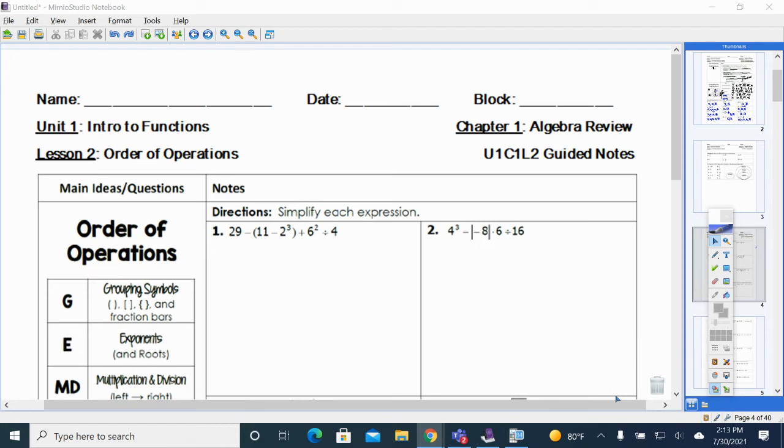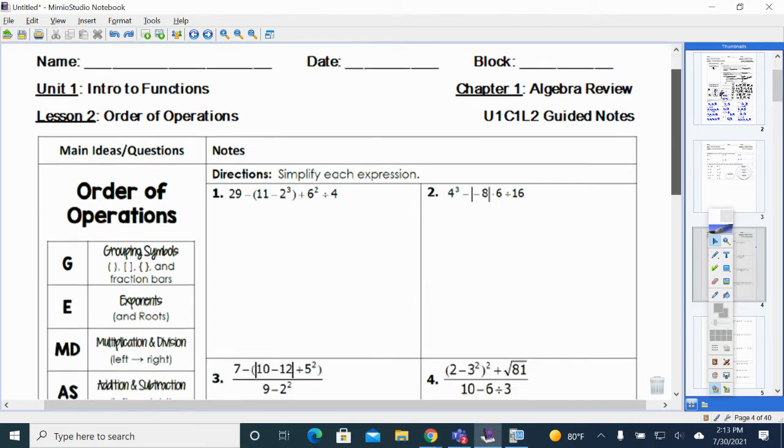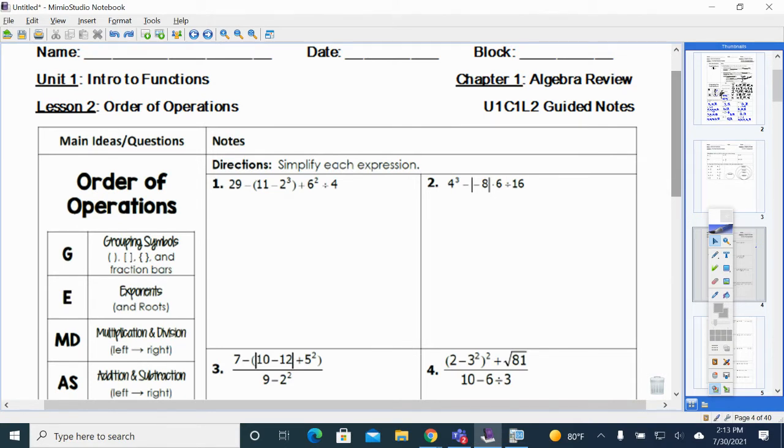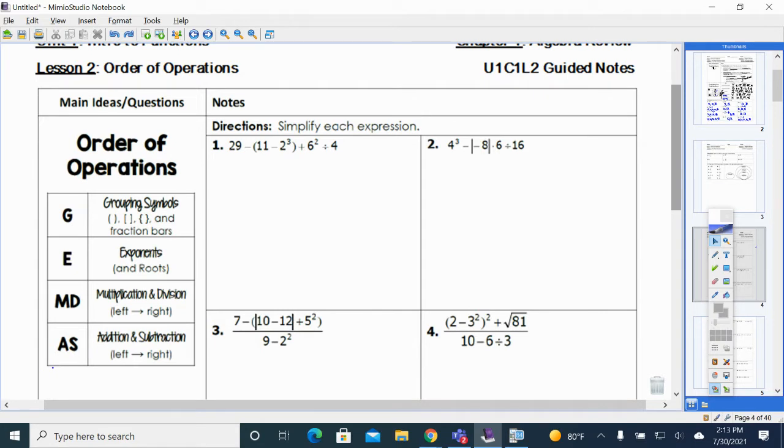This video is on Unit 1, Chapter 1, Lesson number 2 on order of operations. In your guided notes on the left, you have some steps for order of operations. Just as a quick review, your order of operations, step number 1 is a G. You're probably used to it being a P for parentheses, but order of operations, step number 1, actually is all grouping symbols, not just parentheses.